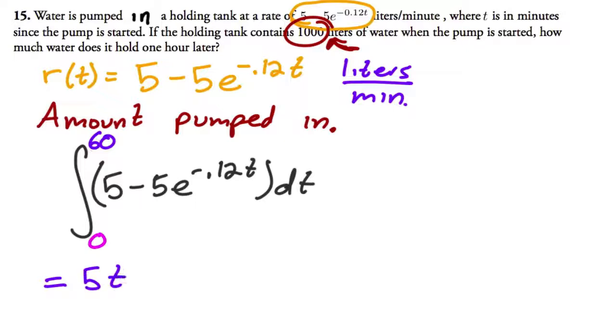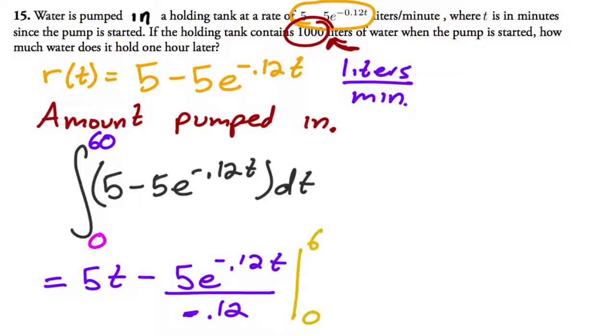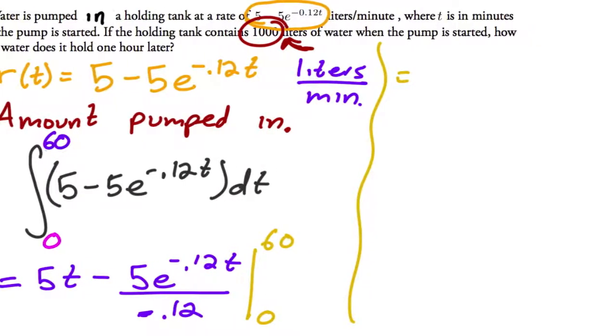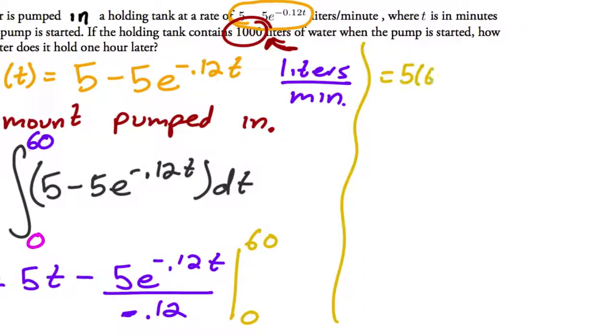So this would be 5t minus 5e^(-0.12t) over negative 0.12, and then you evaluate this from 0 to 60. If you plug this in, you would get 5 times 60 minus 5e^(-0.12 times 60) over negative 0.12.